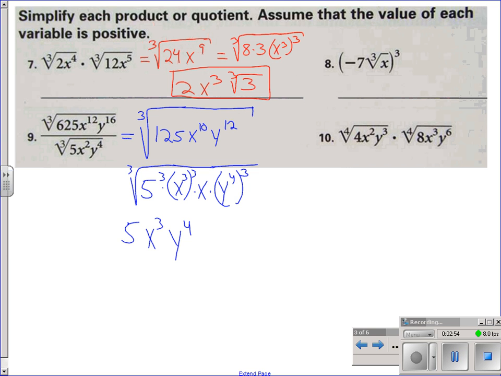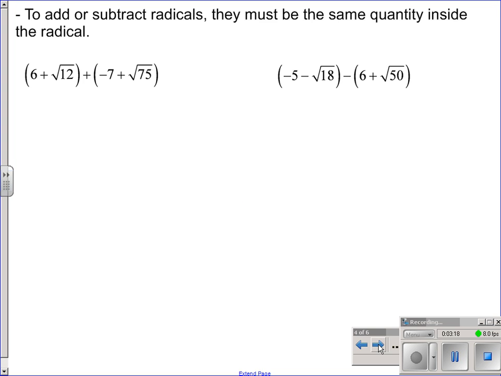Now, I've accounted for this, this, and this. There is a factor of x left over inside of that cube root. We can't just forget about it, so it stays inside there. And that's our answer for that one. Okay, you can try these other two examples, 8 and 10, if you want, and check. You can just have me check it when you come into class.